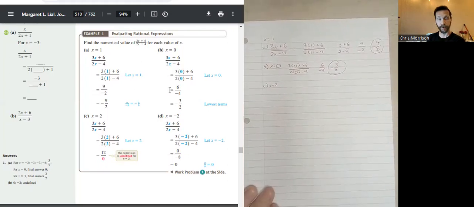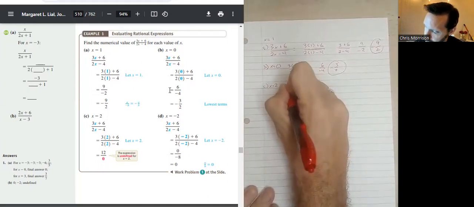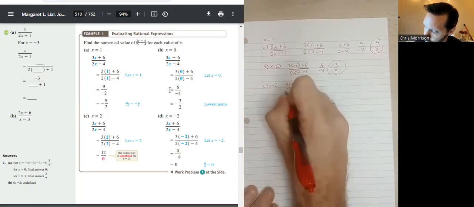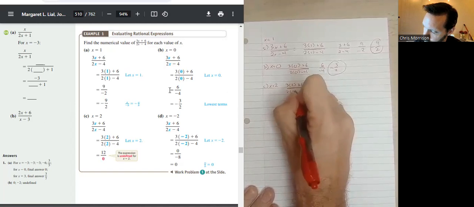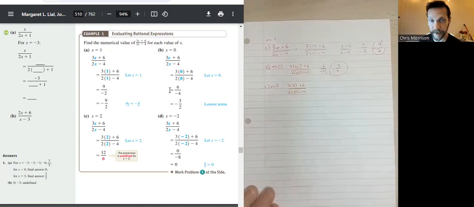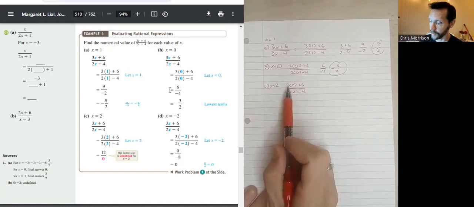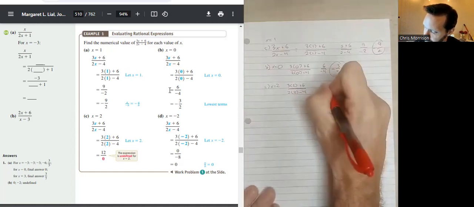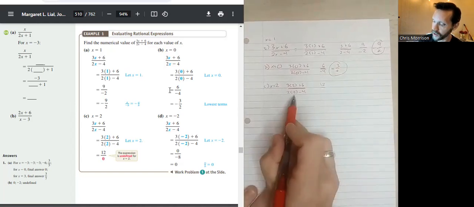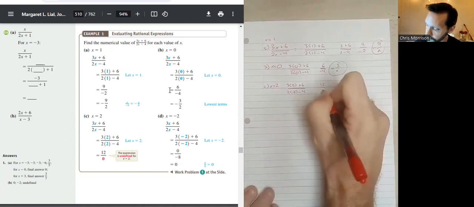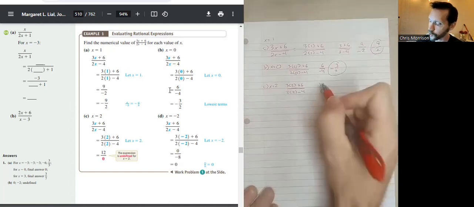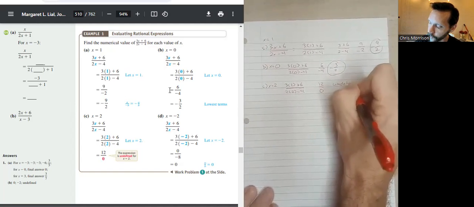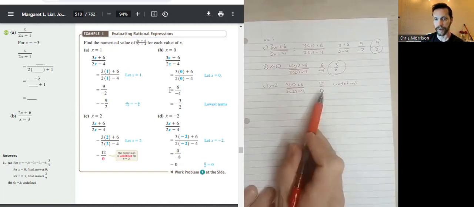And so, as you already know what we're going to do, we're just going to start substituting in 3 times 2 plus 6 over 2 times 2 minus 4. And now we're just going to solve. 3 times 2 is 6. 6 plus 6 is 12. 2 times 2 is 4. 4 minus 4 is 0. And now we have a problem. 12 over 0 is undefined. Remember, we cannot divide by 0.